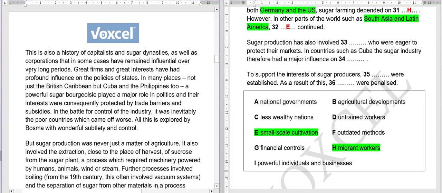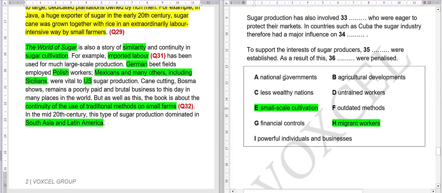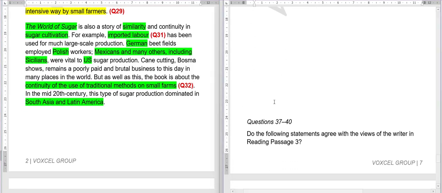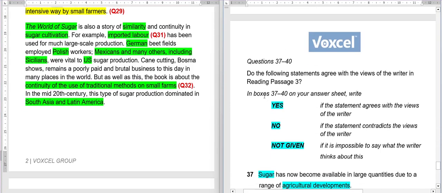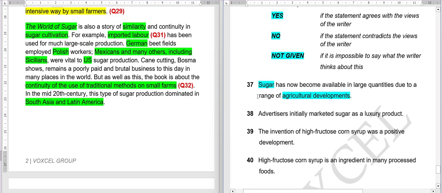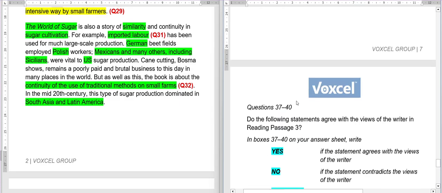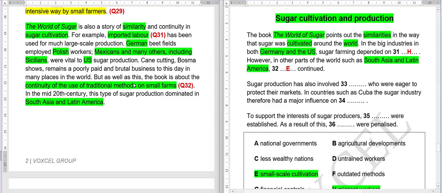Now, do you think we need to read the 37th question? Is there any mention about agricultural developments in this particular paragraph? No, there is no mention about new methods or better methods or developed methods. They're talking about traditional methods and where they were grown or what kind of migrant workers were used. Clear? So we don't have to worry about that. Let's read 33rd now.